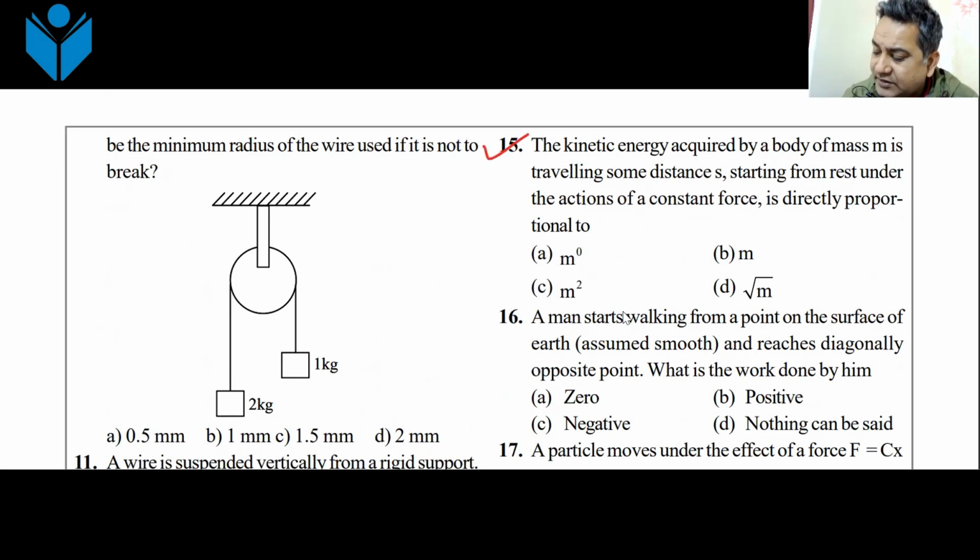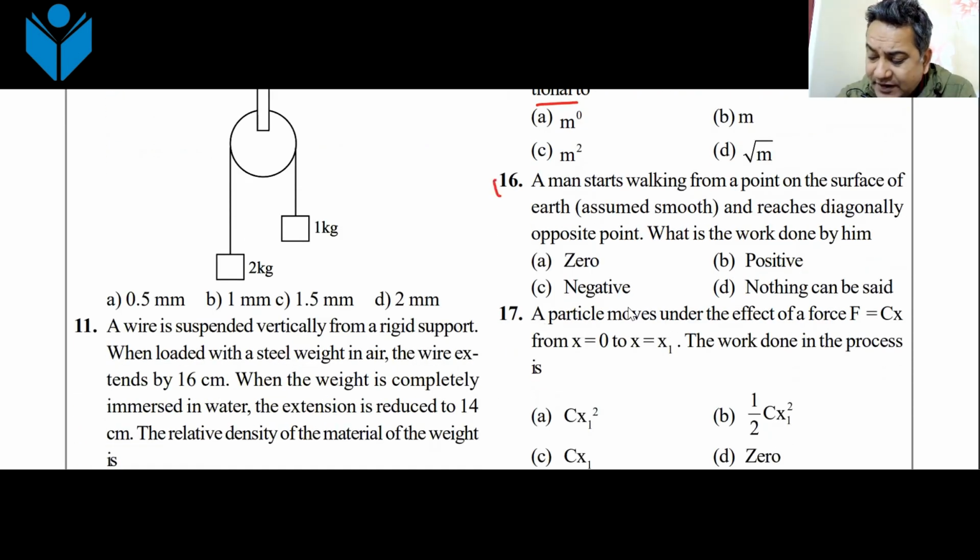Question number 15, as you can see: the kinetic energy acquired by a body of mass m, traveling some distance s, starting from rest under the action of a constant force, is directly proportional to. So this is a straightforward question. Something is starting from rest. How much kinetic energy will it acquire if it travels a distance s? What is it proportional to? Everyone understand this, whether it is proportional to m or root over m. It was given in terms of the mass of the body. Everyone knows this, right? Yes or no? Great.